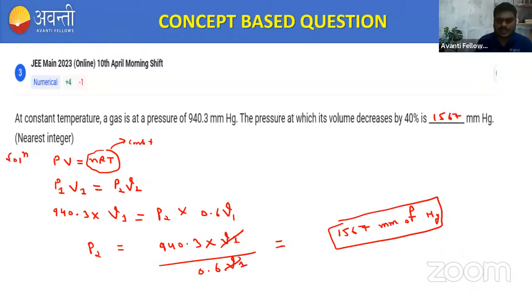So I hope this is clear. ठीक है सबको? Because in this question it's a very simple one. The first clue given here is that it's a constant temperature. So from this data, we came to know that this question is from the Boyle's law, because in Boyle's law only the temperature remains constant. So you need to calculate the pressure at which its volume decreased by 40%. ठीक है, तो कितना आया 1567 mm of Hg. So ये हो गया हम लोगों का करेक्ट नियरेस्ट इंटीजर.